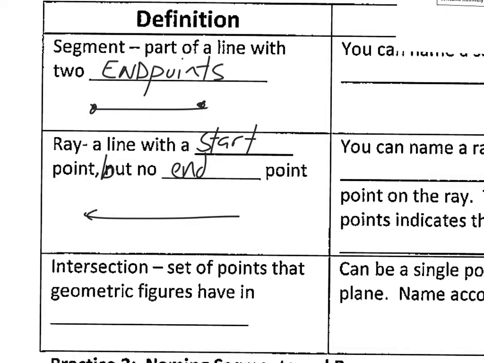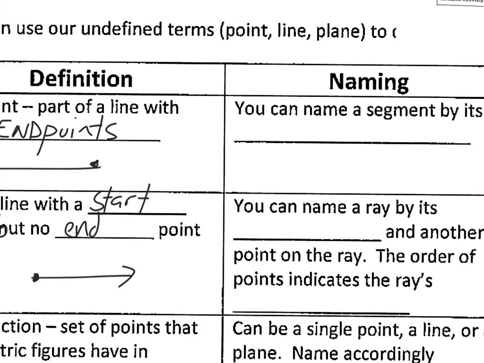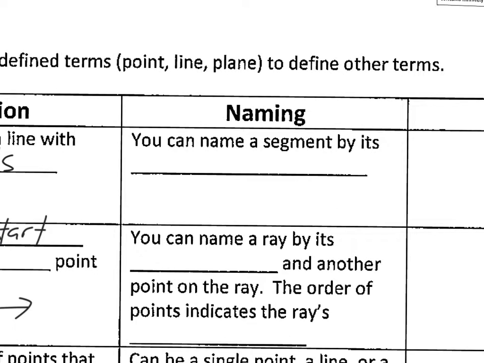A ray, on the other hand, says, well, I'm going to start and then I am going to never end. So I am going to start here and never end. Very, very different from each other. All right, so let's talk about naming these. Naming a segment is very easy. You name it by its endpoints.